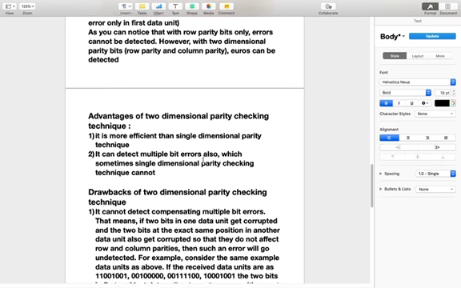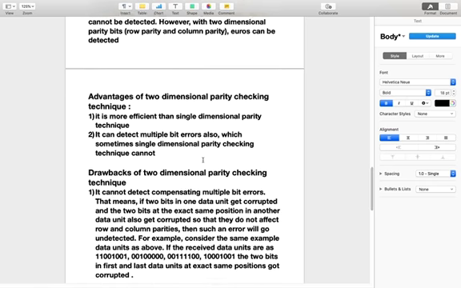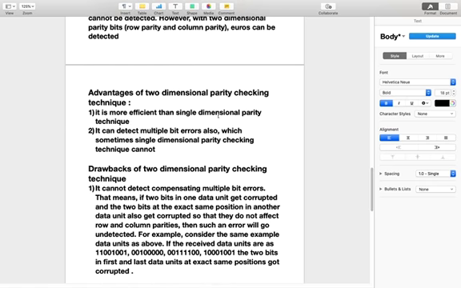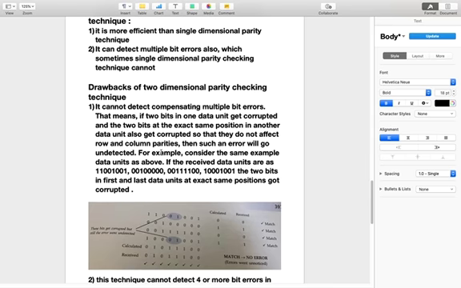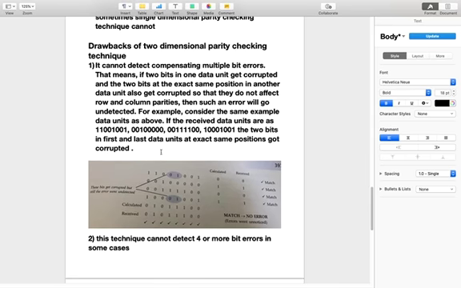So what are the advantages of two dimensional parity checking? It is more efficient than the single dimension technique. It can detect multiple bit errors also, which single dimensional parity checking sometimes cannot. And what are the disadvantages, or drawbacks, of the two dimensional parity checking technique?